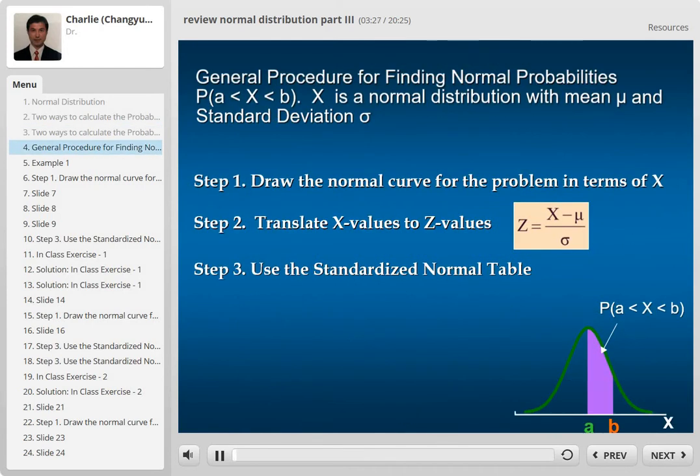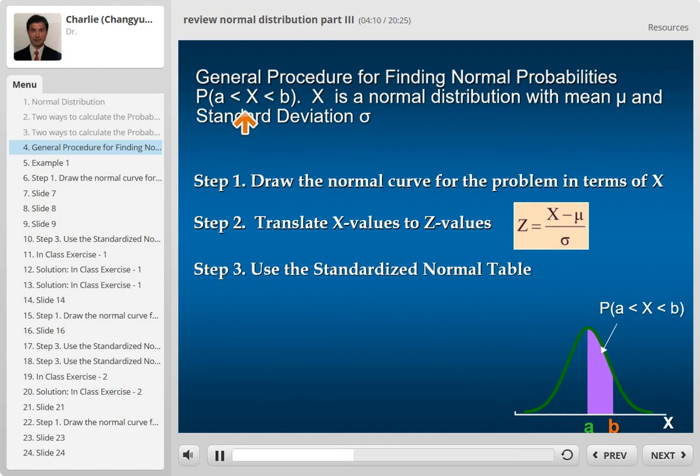Here's the general procedure for finding normal probabilities. For the probability of x bigger than a, smaller than b. Notice that x here does not have to be a standard normal distribution. Recall that when we use the standard normal distribution, that is a variable z. Here x is just any normal distribution. Now, this normal distribution has a mean mu and a standard deviation sigma. There are 3 steps to calculate this probability.